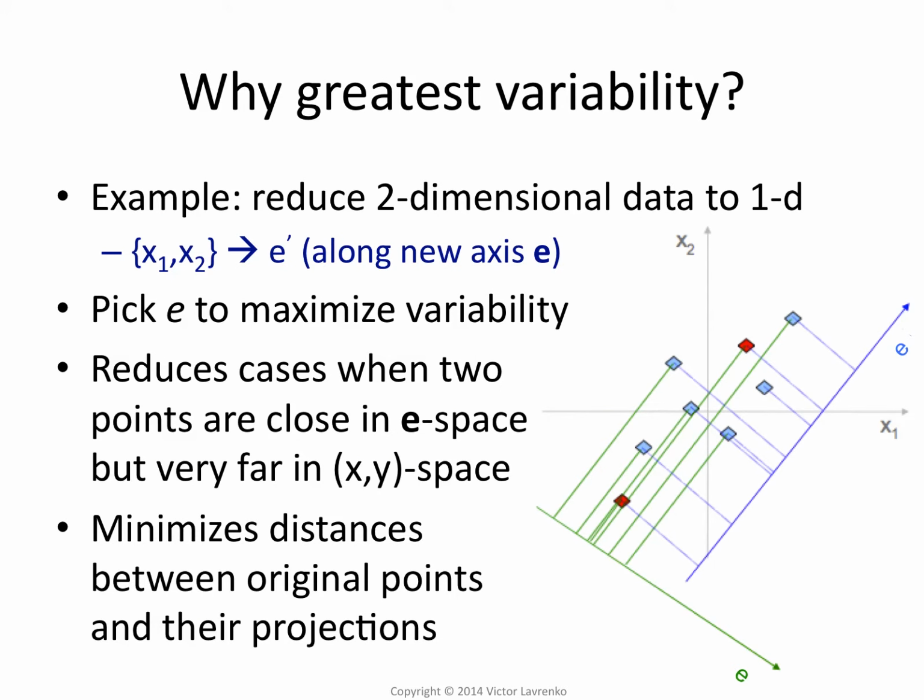Let's take it step by step. The first question is, why are we looking for dimensions of the greatest variance? Why is that a good thing?